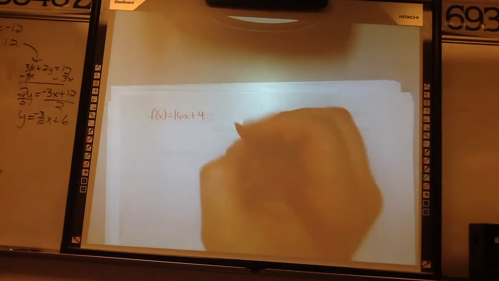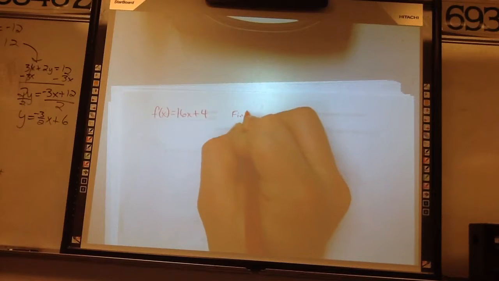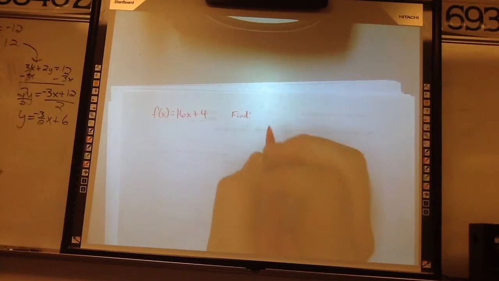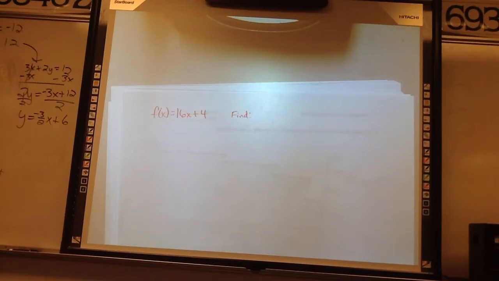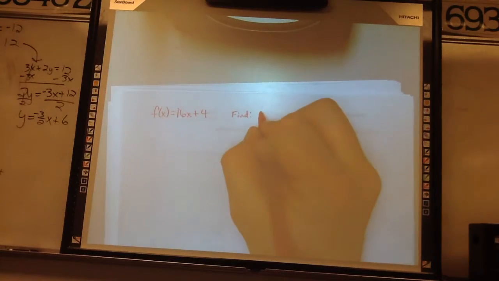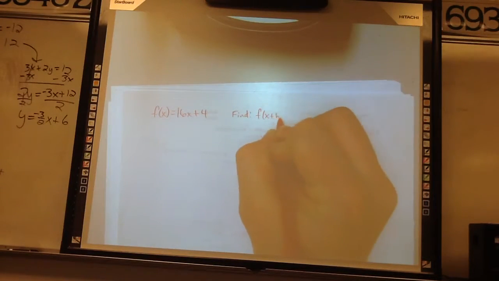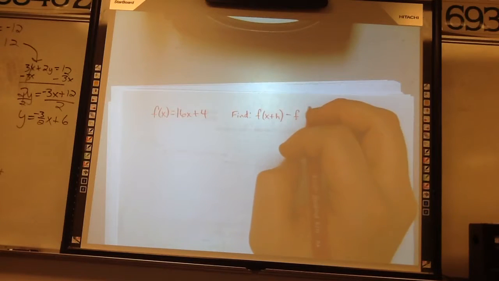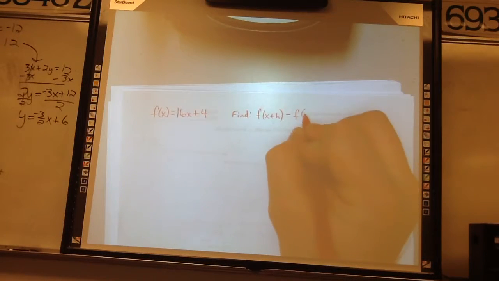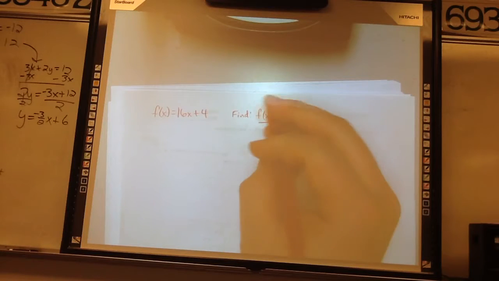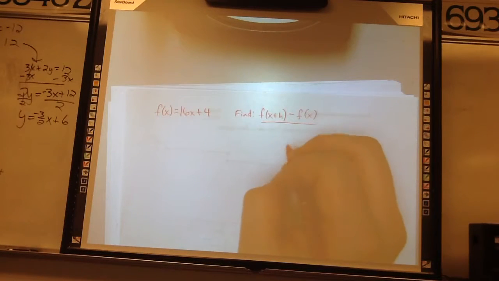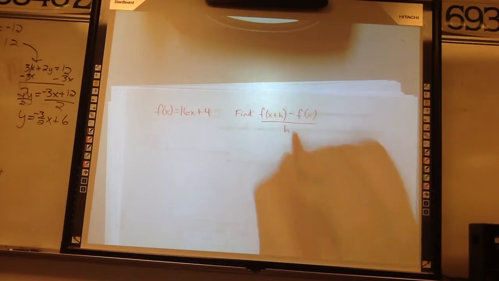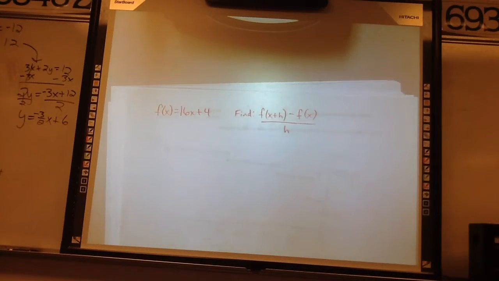And you'll be told to find, this is where it gets interesting, f of x plus h minus f of x, all over h. Why are you throwing h's in there, man? Where'd they come from? Who invented those dudes?